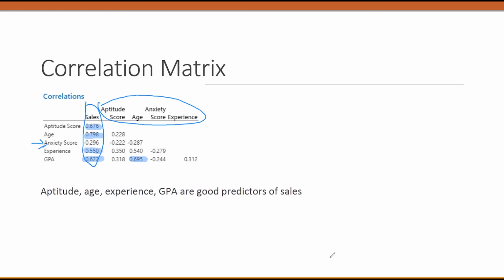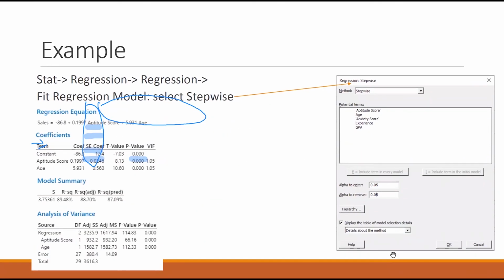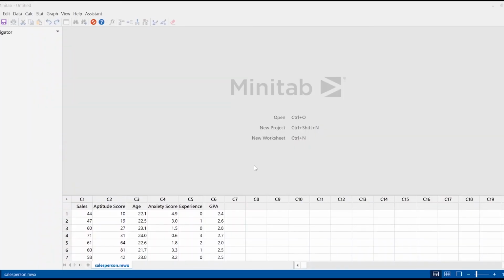So we do want to keep that in mind when we run multiple linear regression models. At the end, if we include these two variables at the same time, we want to double check for multicollinearity. All right, I want to turn to Minitab and show you how we do this stepwise regression. All right, so here's my Minitab with the data.